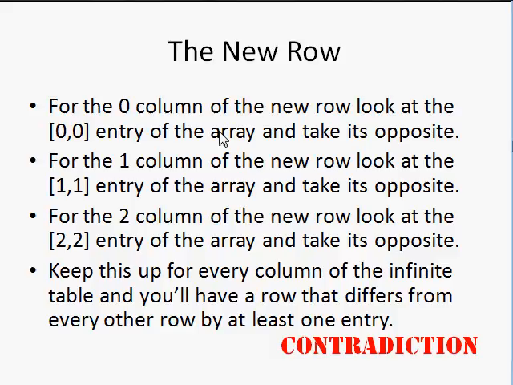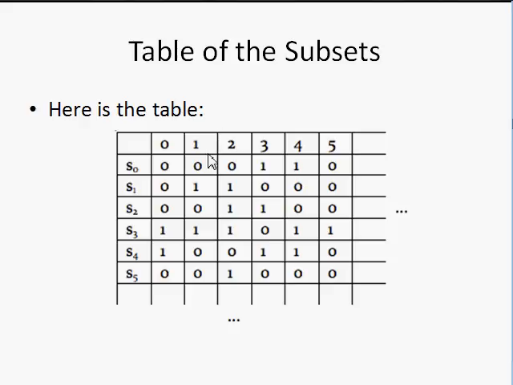Well, we look at the diagonal. We look at the cells along the diagonal. Let's go back up to this table. These are the cells that I'm talking about. You look at these cells. And what we want to do is make a new row that will be different from every row in this table. And we do that simply by flipping the value on the diagonal.